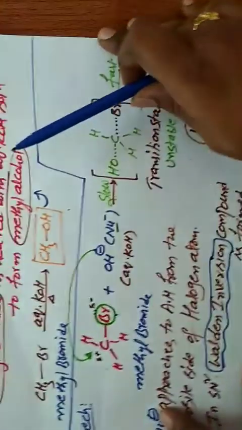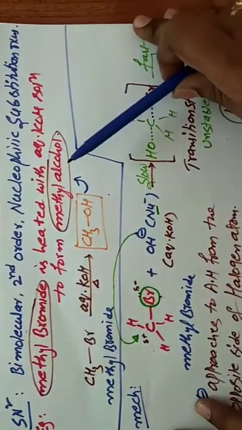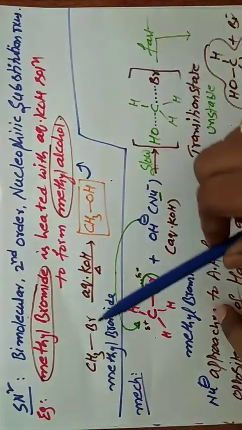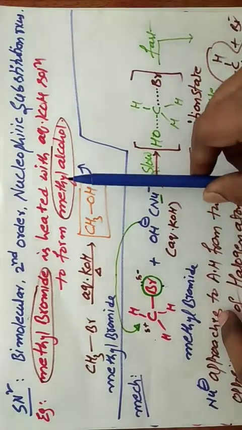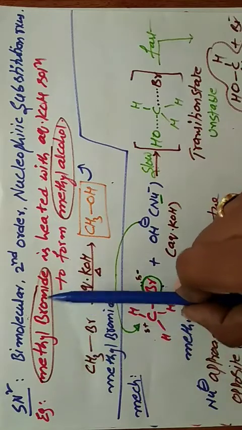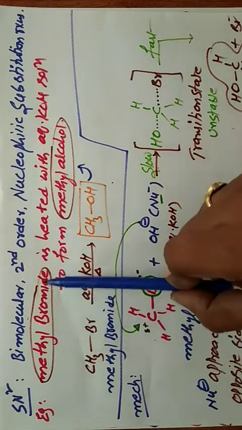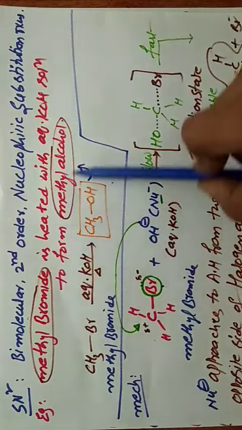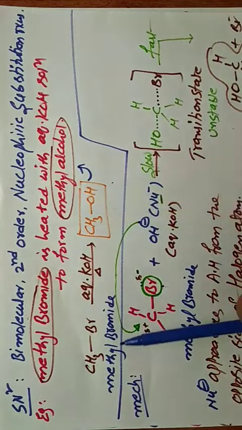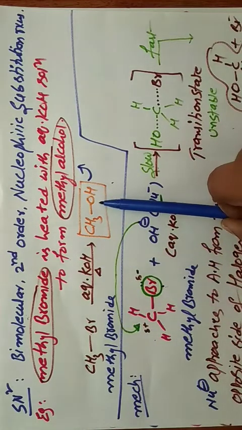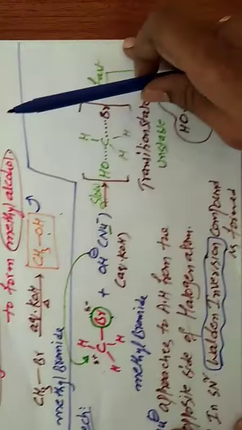Next, SN2. SN2 is a simple reaction. Bimolecular, second order nucleophilic substitution reaction. What is the example? You should remember this statement. Methyl bromide heated with aqueous KOH forms methyl alcohol. Methyl bromide with aqueous KOH, this is the final one. The mechanism is a single-step mechanism.